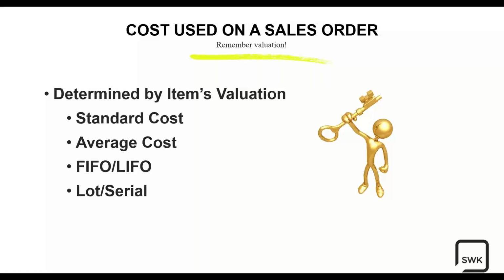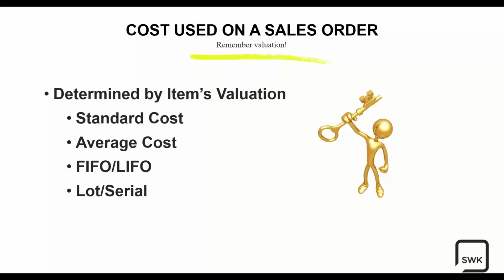Next is FIFO and LIFO, so first in, first out, or last in, first out. They're managed similarly in Sage 100. For this valuation, the system records the actual costs of items when they're received in. We call those tiers typically. And then when selling them, the item's cost comes from the next available cost tier. So if the item is FIFO, the first tiers in are relieved first. If the item is LIFO, the last tiers in are relieved first.